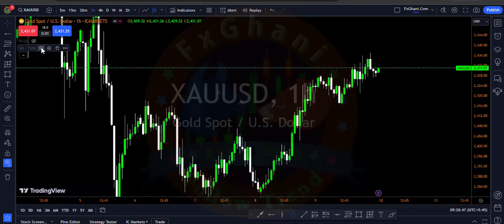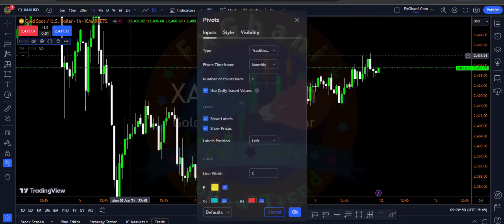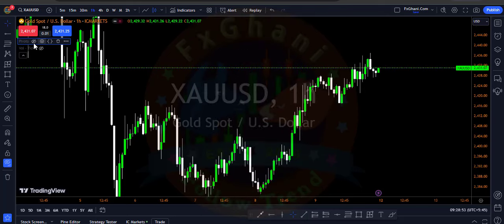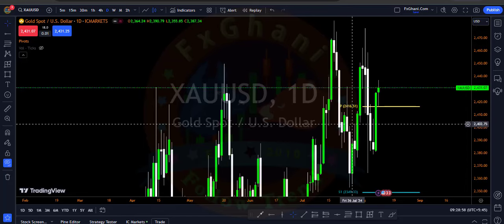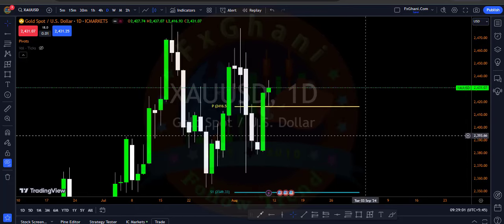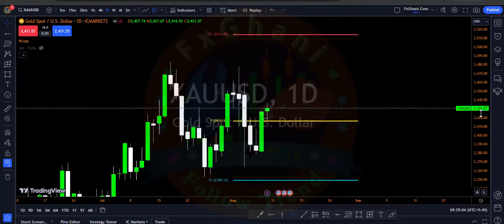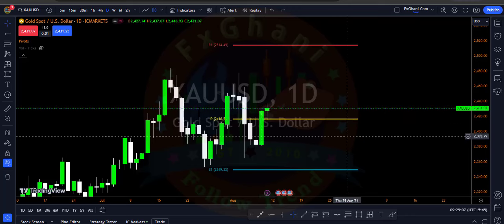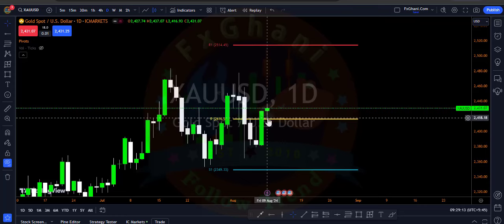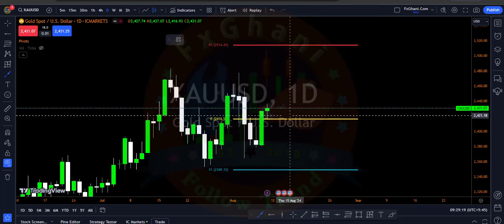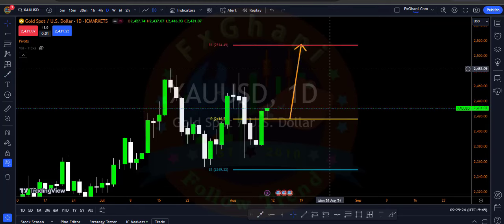Now let's apply a pivot on the chart. So right now you can see we apply a monthly pivot because weekly pivot is not created, daily pivot is not created right now. So we apply a monthly pivot. In the monthly pivot, you can see prices cross the monthly pivot and close above, retest the monthly pivot and close above. So there is very high probability that this month prices can go upward and can touch the R1 level, which is our 2515 level.